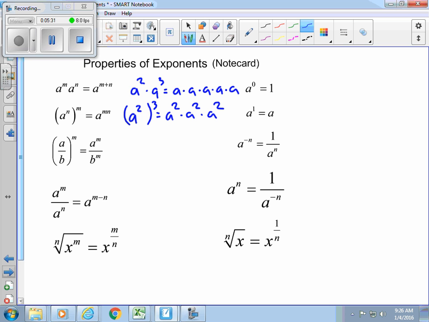Am I going too fast? Okay. a over b all to the m, that exponent goes with both. So an exponent distributes over division. An exponent also distributes over multiplication. What is not the case, and write this at the bottom, exponents do not distribute over addition.